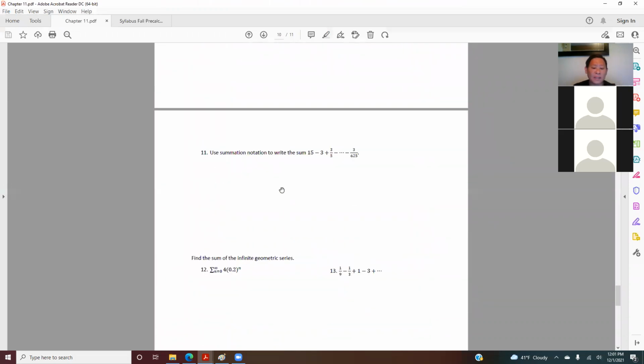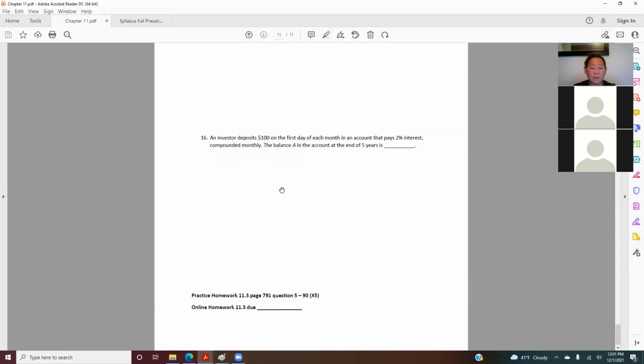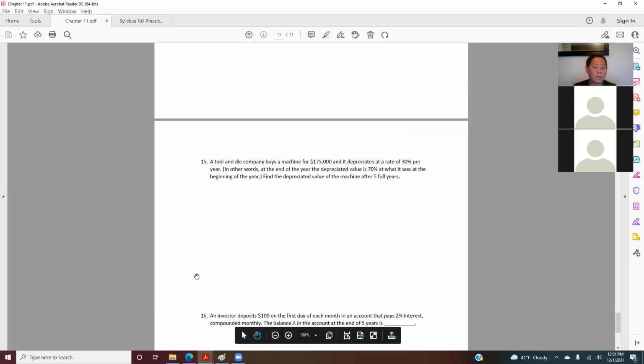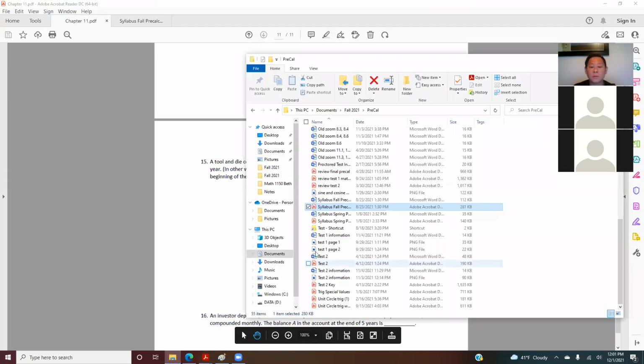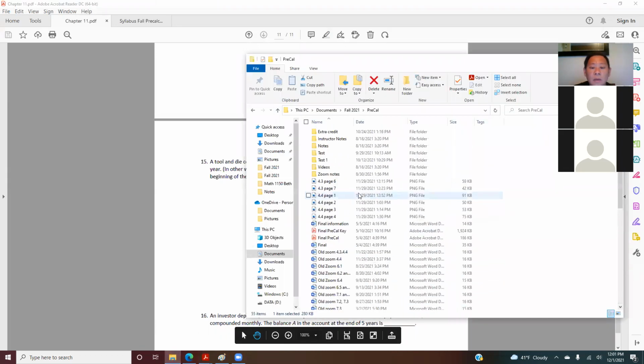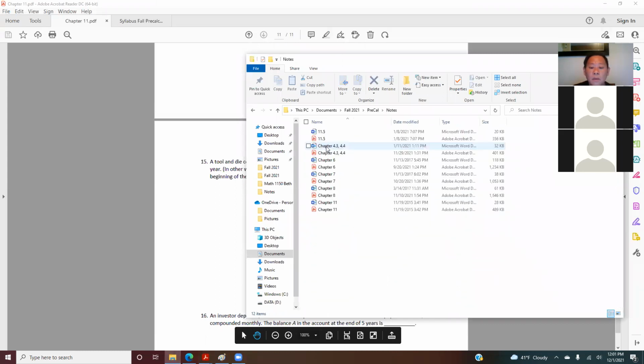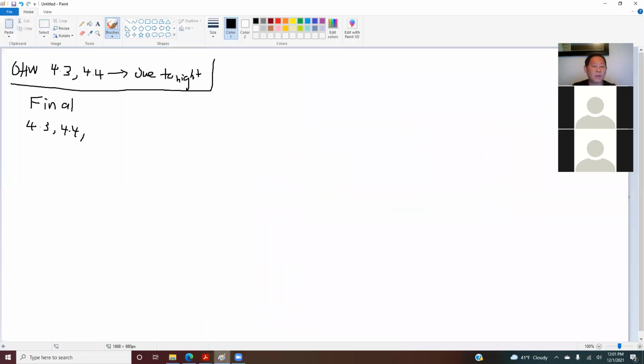Let's see the last one, the binomial theorem. Oh, I don't have it here. So it should be 11.5. I was like, where is that chapter 11? It's not in here. Yep, 11.5. So it does cover. So in your finals, it will cover 4.3, 4.4, 11.1, 11.2, 11.3, and 11.5.